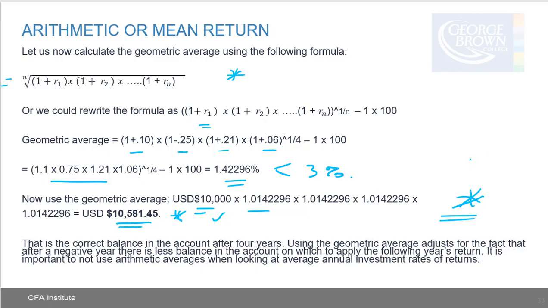Using the geometric average adjusts for the fact that after a negative year, there is less balance in the account on which to apply the following year's returns. It is important not to use arithmetic averages when looking at average annual investment rates of return, and that's why we learn a little bit of math and statistics, because it's the application in the investment industry. These are the foundations that we need.